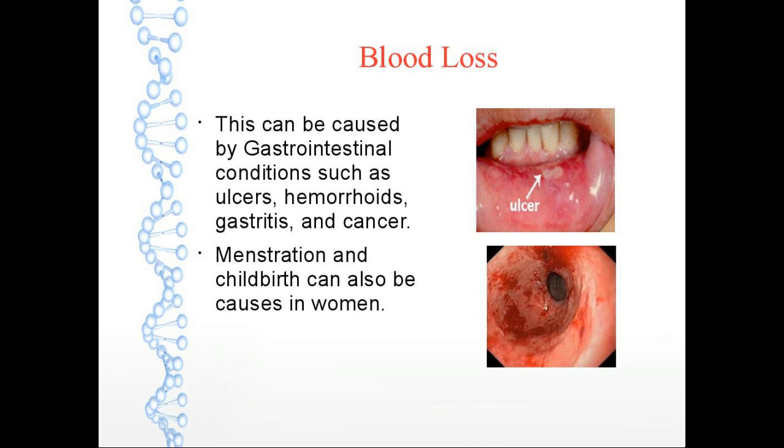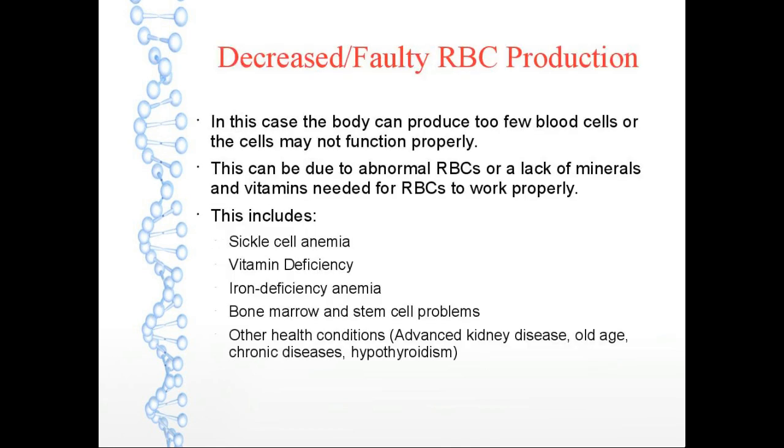The causes of blood loss can be from many things. It can be caused by gastrointestinal conditions such as ulcers, hemorrhoids, gastritis, and even cancer. In women, menstruation and childbirth can be a cause. The photo on the top right is of an ulcer on the inside of a person's lip, and the bottom photo is an endoscopic view of gastritis.